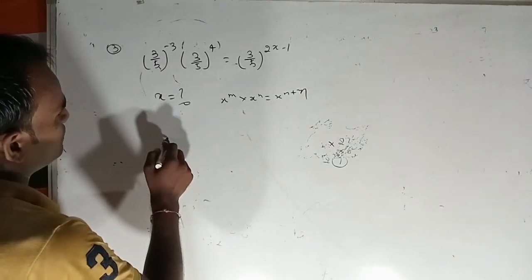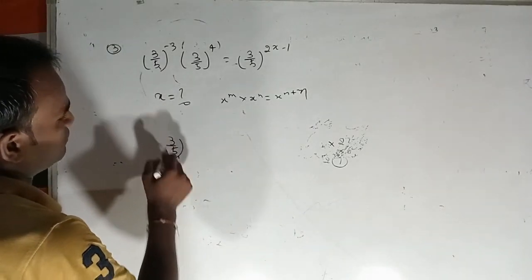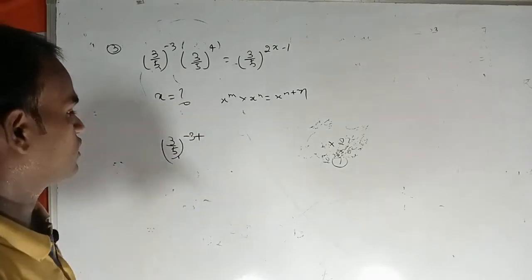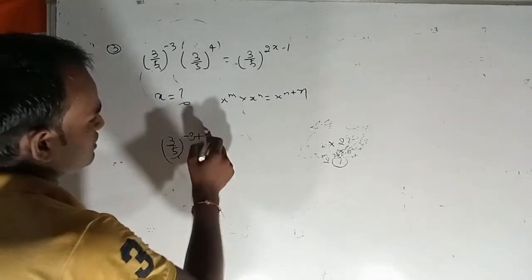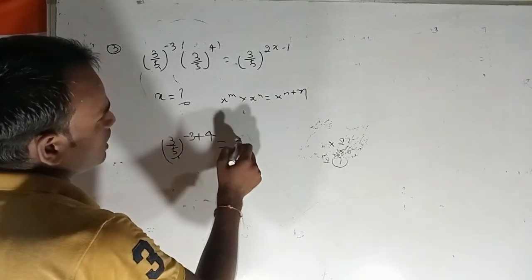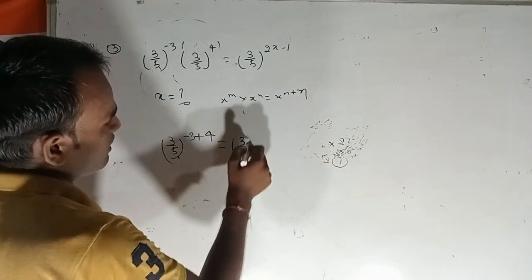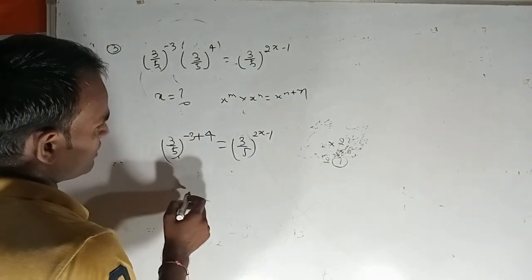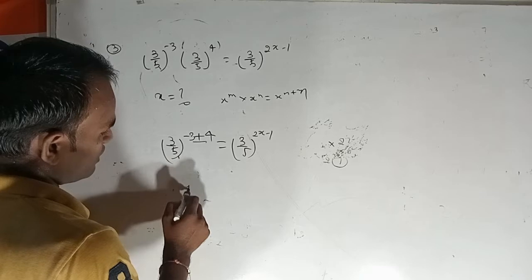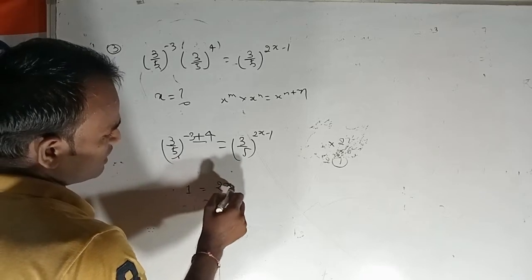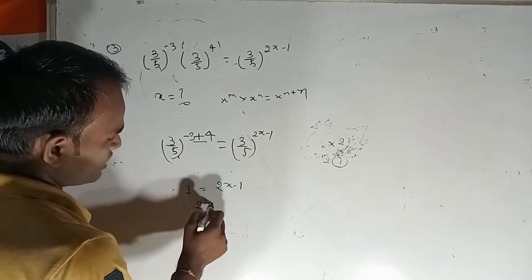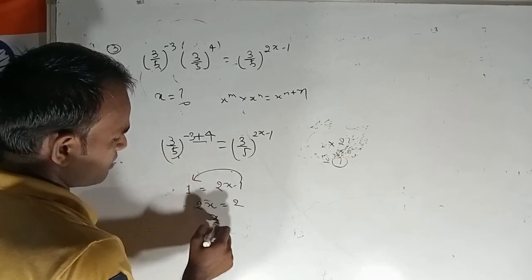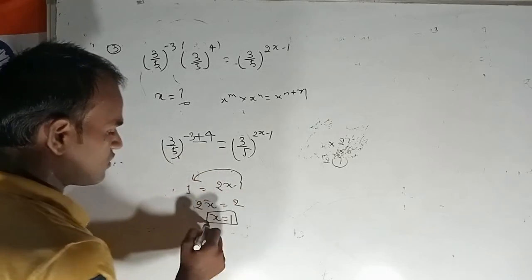So what will be here? (3 by 5) to the power minus 3 plus 4 equals (3 by 5) to the power 2x minus 1. So we will equate the powers: this will be 1 equals 2x minus 1, means 2x equals, this minus will come here, then it will become 2. The value of x will be 1.